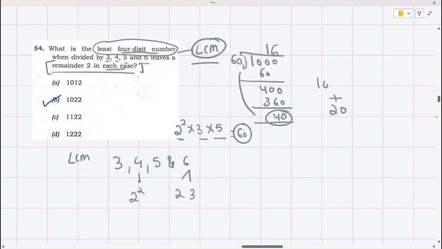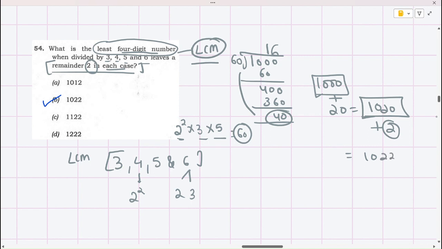We'll add the difference to the number, the least four-digit number which we needed as a base, that is 1000. So it becomes 1020. Now this 1020 is completely divisible by all these numbers, right? But what we need is remainder 2 in each case. That is the reason that we'll add 2 to this number. Then it will be equal to 1022. So this will be the answer. That is, 1022 will be the answer for this particular question.